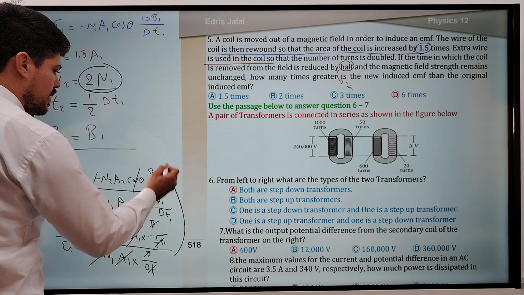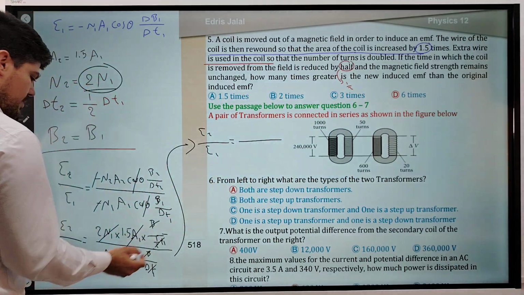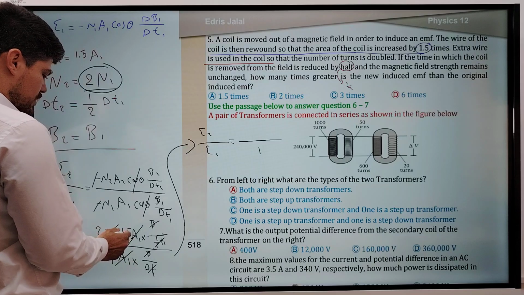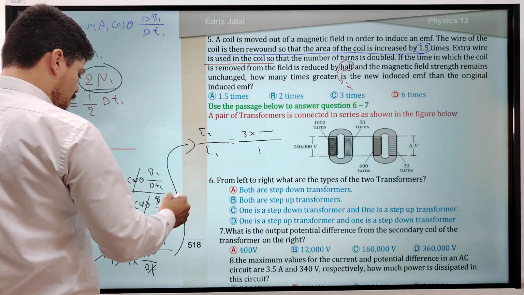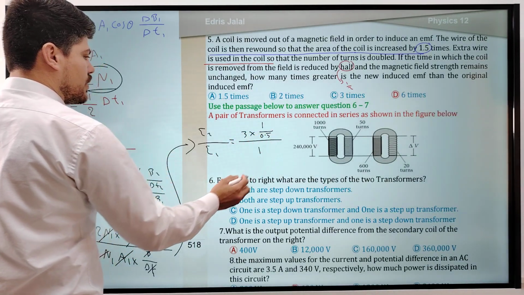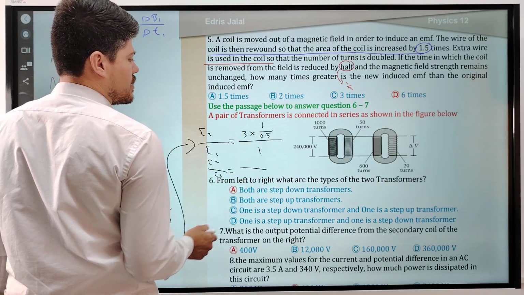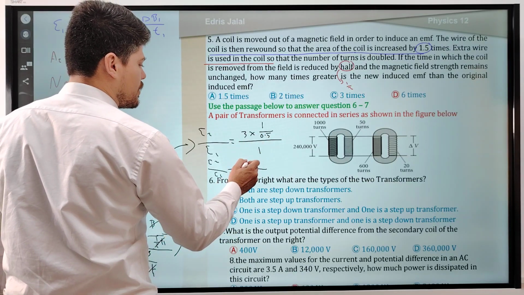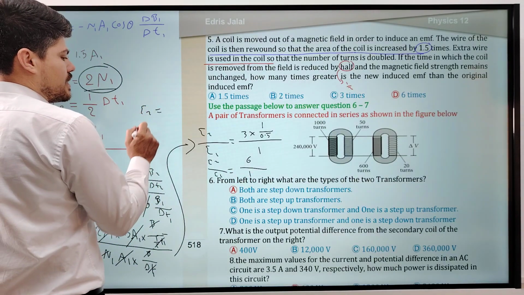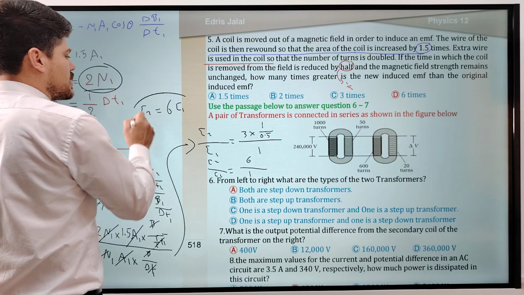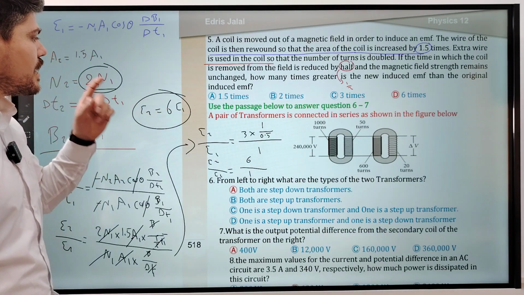So what remains? E2 over E1 is equal to what? The denominator becomes 1. So 2 times 1.5 is 3. 3 times 1 over 0.5. 1 divided by half is equal to 2. 3 times 2 becomes 6. 6 over 1. So which means that E2 is bigger than E1 by a factor of 6. So the second induced EMF is bigger than the first EMF by a factor of 6.